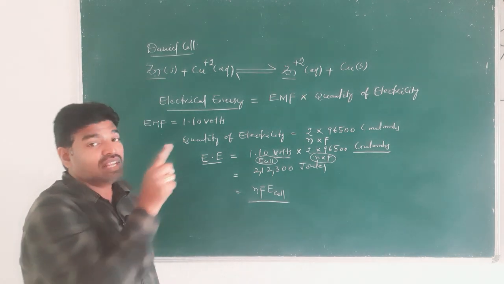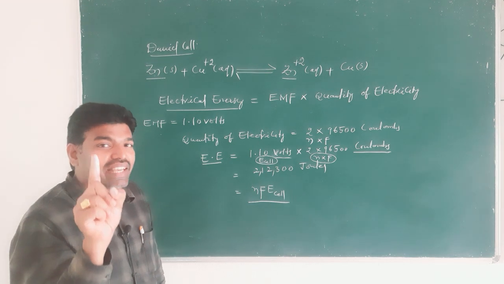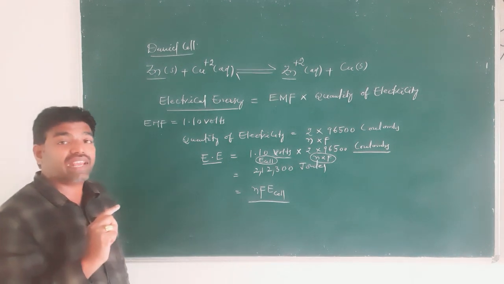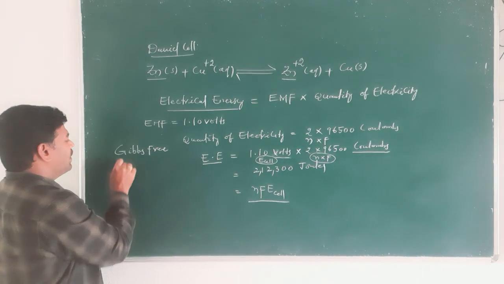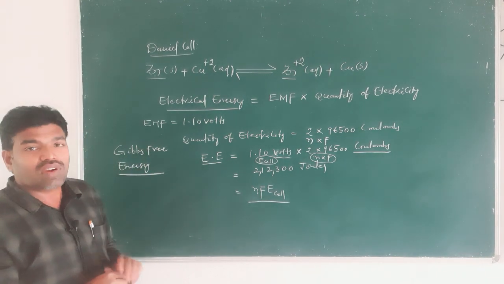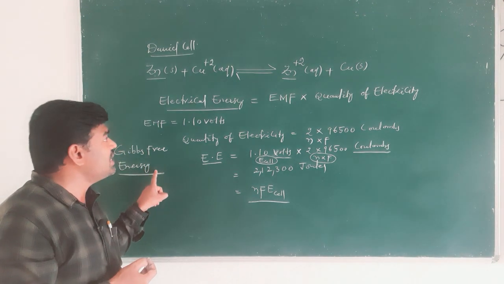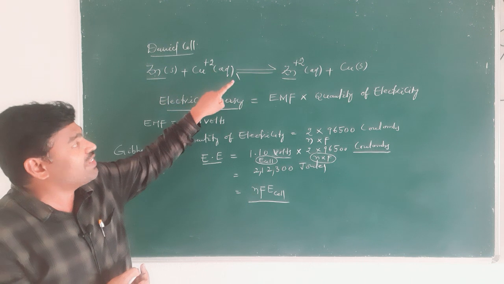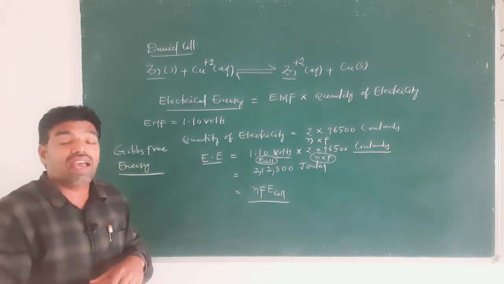So during that redox reaction, there is some other form of energy, and that form of energy is converted into electrical energy. What is that other form of energy? That is Gibbs free energy. That other form is Gibbs free energy. What is that Gibbs free energy? For whom is that Gibbs free energy? That Gibbs free energy is for the redox reaction. So this reversible reaction has Gibbs free energy, and this form of energy is converted into electrical energy.